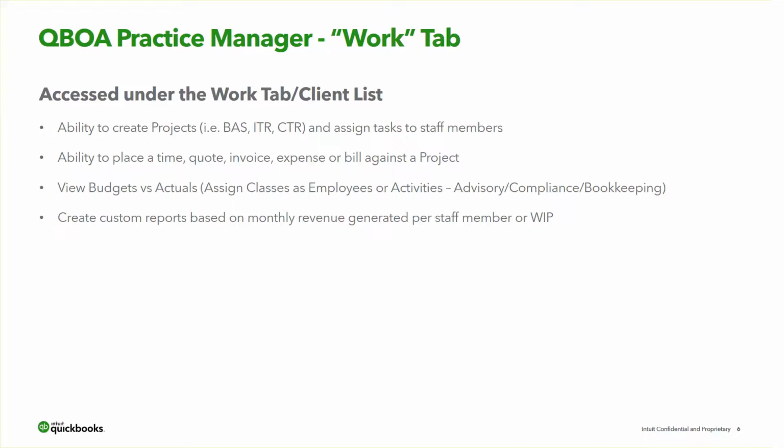You do have the option to use budgets versus actuals, so you can assign classes as employees. So it might be partner A versus partner B versus junior accountant. So the differences between the three of those, you can set up as many classes as you'd like. You can also set up locations if you have multiple locations. Or you can use the classes as activities, so you can use that from more of a job costing perspective. So advisory versus compliance versus bookkeeping. Create custom reports based on monthly revenue generated per staff member or WIP. Okay, so that can also be set up.